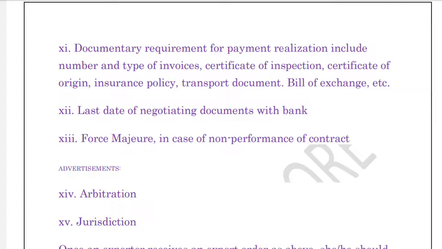Last date of negotiation of documents with the bank. After dispatching goods, what is the last date? Because if the shipment is received at the buyer and the documents are not received in any case, then it will be a problem for both, because without documents the buyer will not release the shipment from the shipping line.